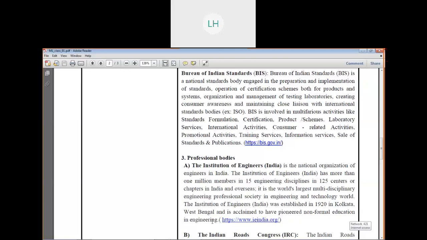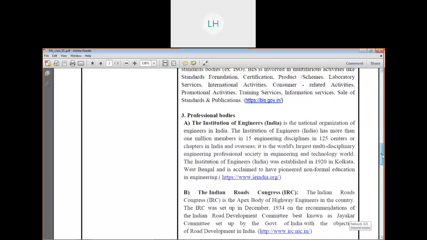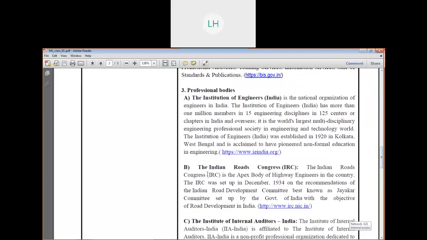Right? So like the Institution of Engineers, there are many organizations in India for maintaining the quality of professional practice. The second one I want to mention here is the Indian Road Congress, IRC. I think you have heard this term, or you will get to know this term in your transportation engineering class. Okay, so Indian Road Congress.